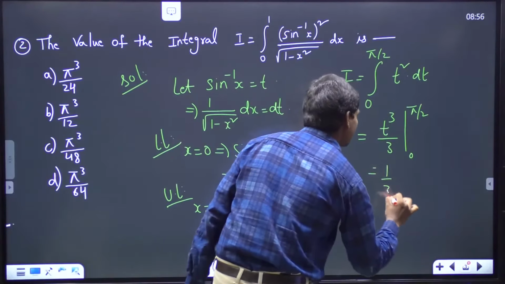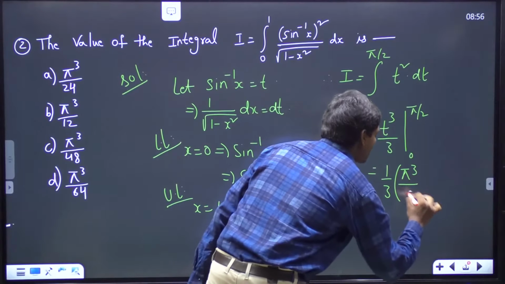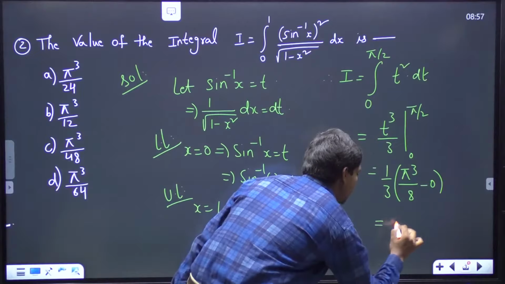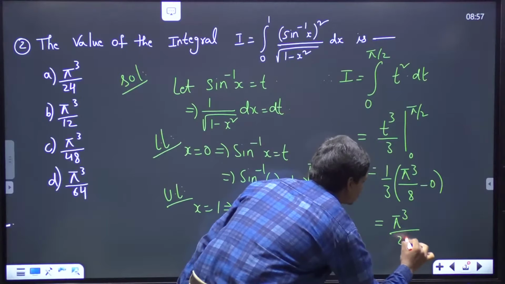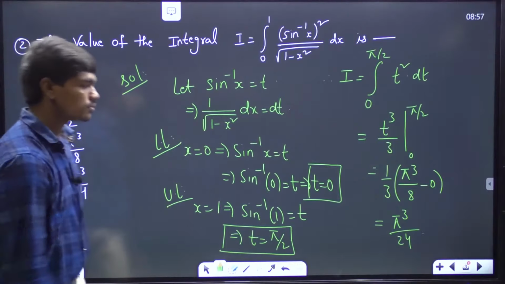So this 1 by 3 is a constant. So pi by 2 whole cube is pi cube by 8 minus 0. So which is pi cube divided by 24 is the correct answer. Okay. So option A is the correct answer.